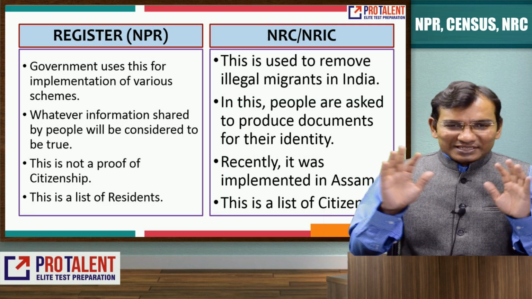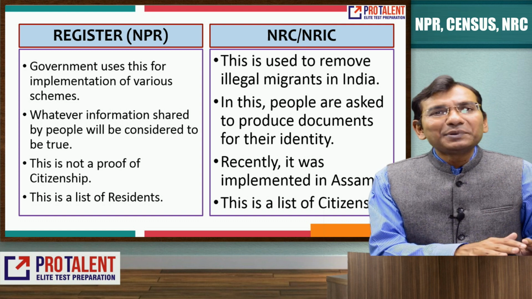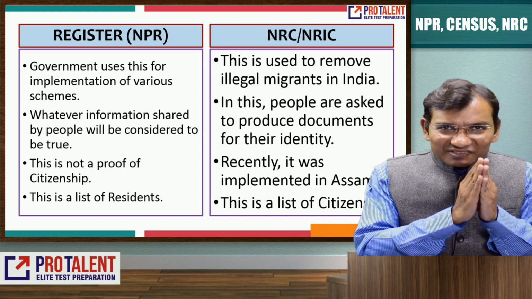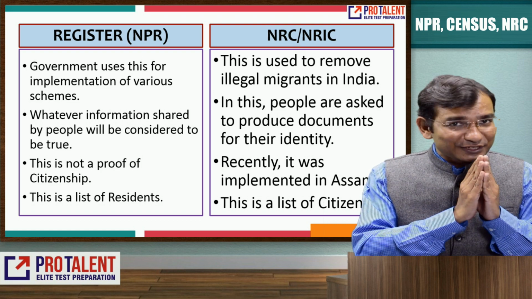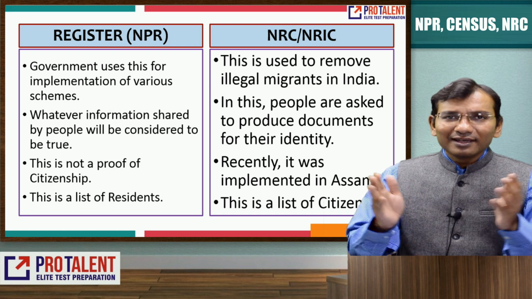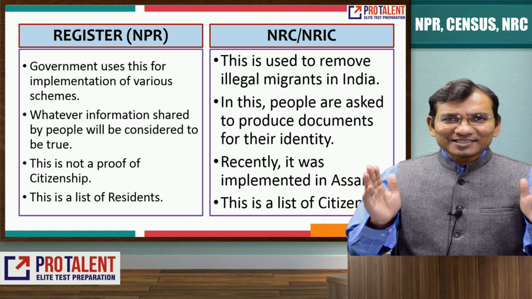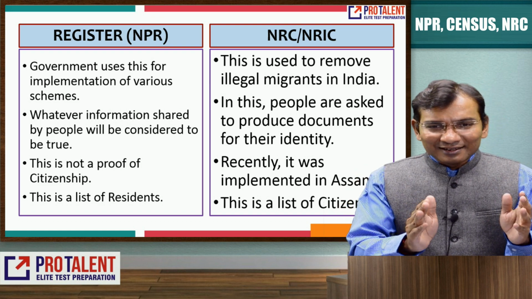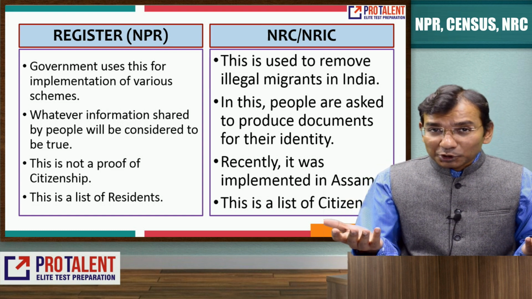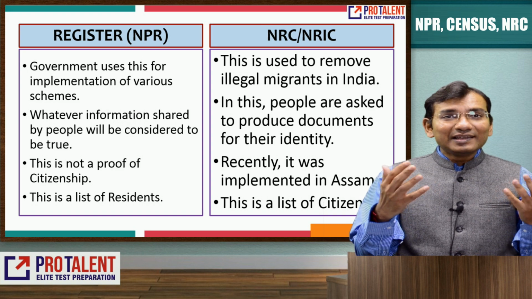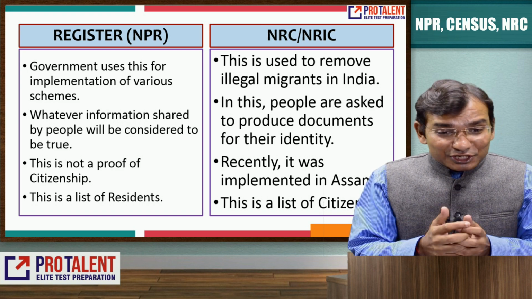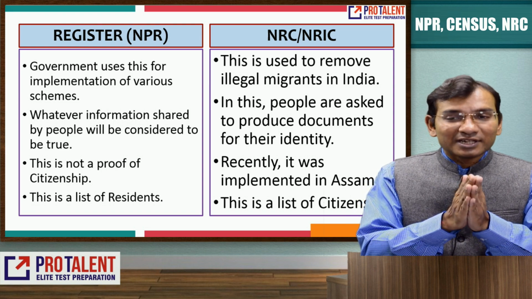ठीक है. सो वंस अगेन, व्हाट इज द डिफरेंस बिटवीन NPR एंड NRC? NPR, the government uses this for the implementation of various schemes, while NRC is to remove illegal migrants from the country. This is the difference. I hope it is very clear. Whatever information is shared by the people will be considered true. There is basically no cross-checking. Obviously this is not a proof of citizenship and this is a list of residents.